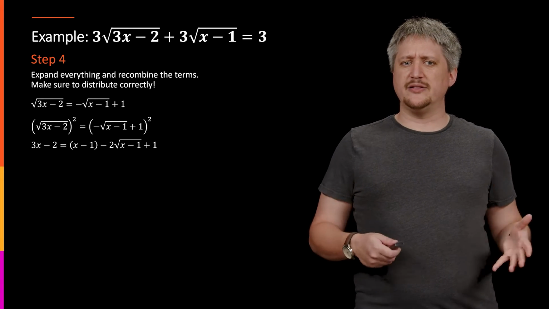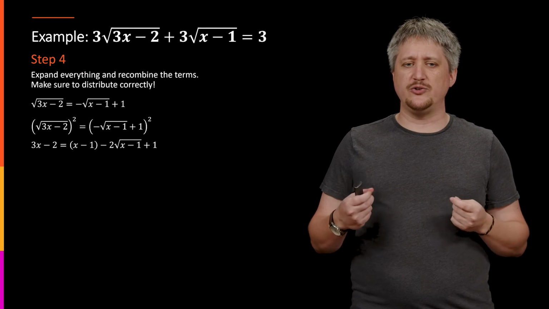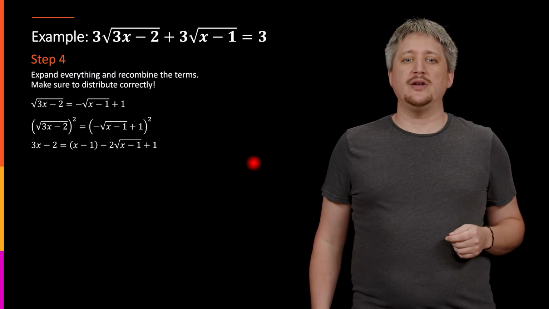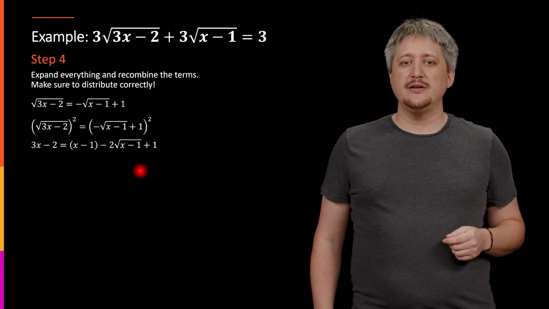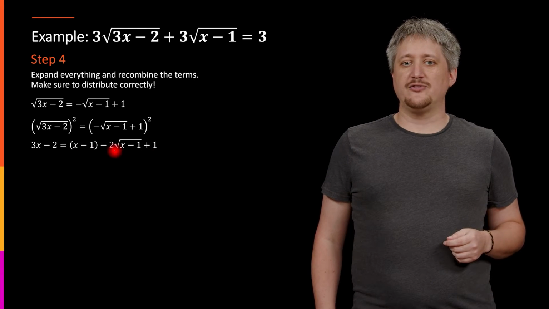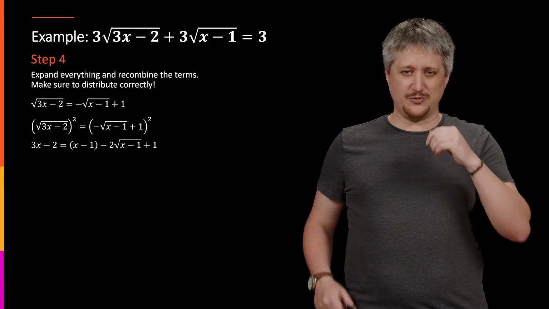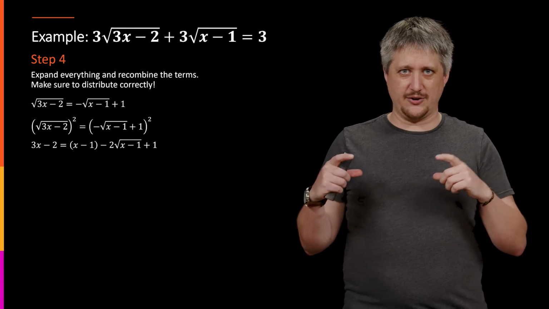Doing that on the left, right, the radical and the square undo each other. We just have that 3x minus 2. On the right, we end up with x minus 1, and I have a plus 1, but I also have this minus 2 square root of x minus 1, okay? So that's what you get if you sort of FOIL everything out or whatever.